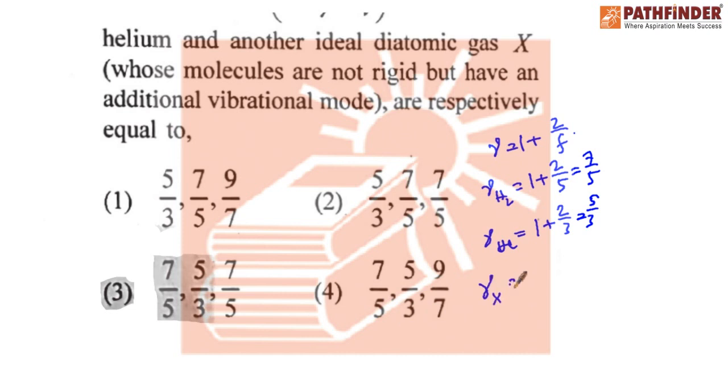So gamma of X is equal to 1 plus 2 by, now as there are additional vibrational modes, so 2 more degrees of freedom for vibration, vibrational potential and vibrational kinetic. So it will be 7, so 1 plus 2 by 7 means 9 by 7. So we are getting our option number 4 is correct.